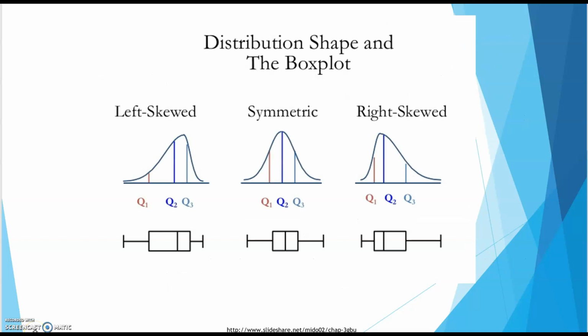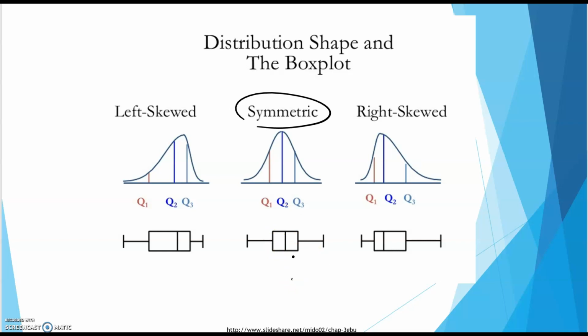Another thing is the box plot with the distribution shape. If you've got something that is symmetric, then your box plot will also be symmetric. If I cut this in half and took the mirror image, it would look exactly the same.